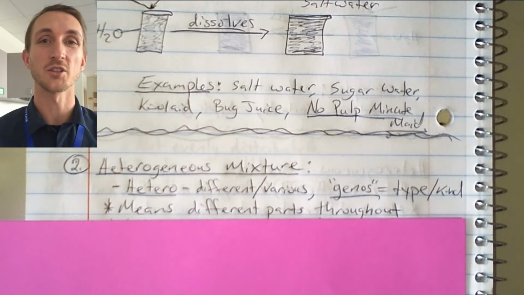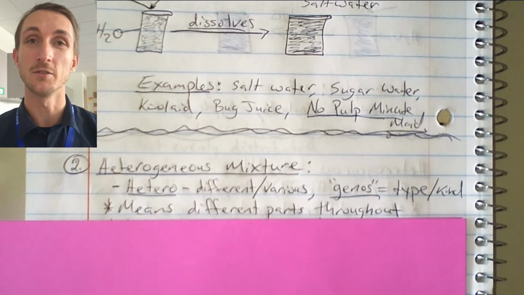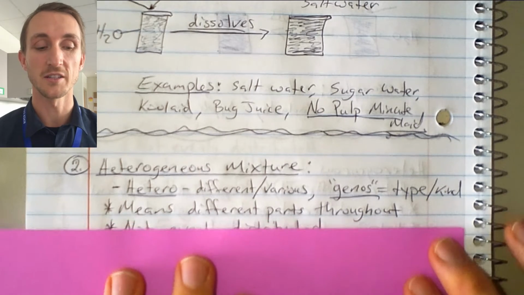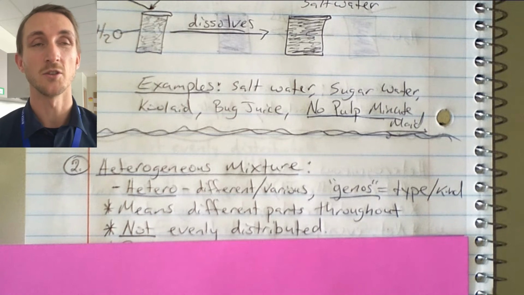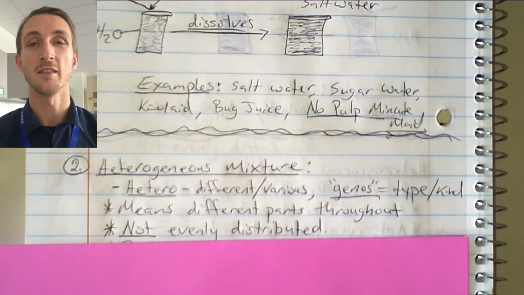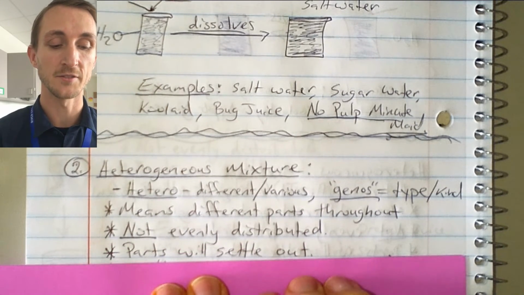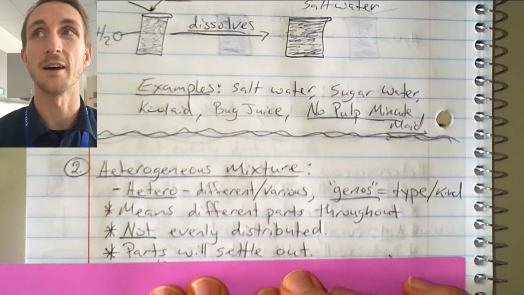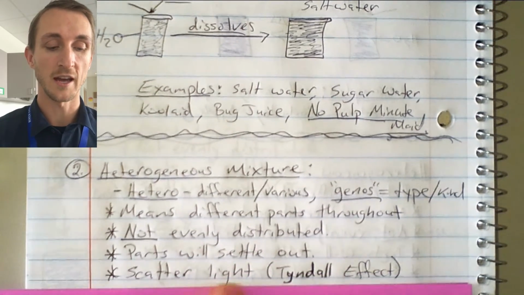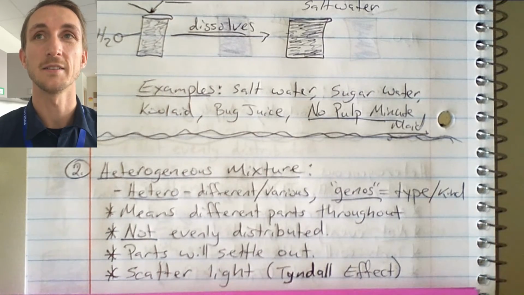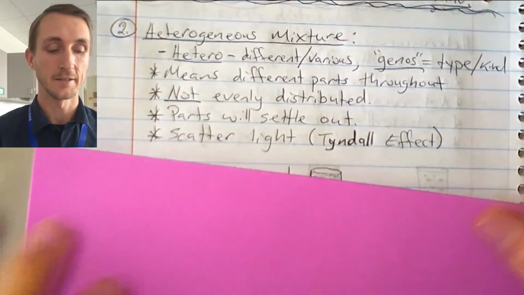So if we're looking at a mixture, it could be a solid mixture like air. It could be a mixture of two different liquids. It could be a liquid with solids, but they're not evenly distributed. So you have two things and you can clearly see one thing or the other, and that gives us this situation where the parts will settle out. Okay, when the parts scatter, you have scattering of light that happens, which we call the Tyndall effect.